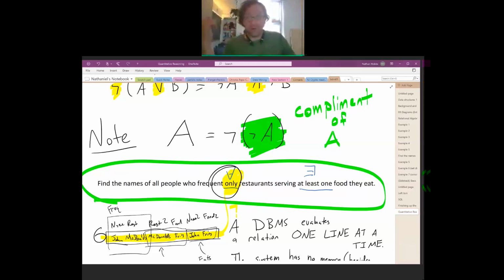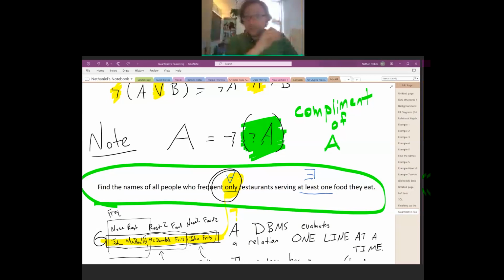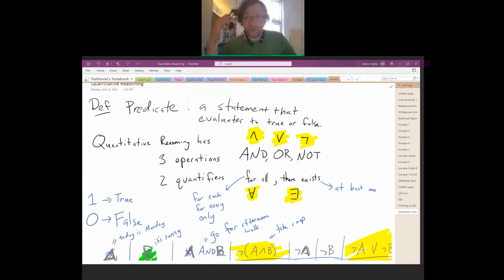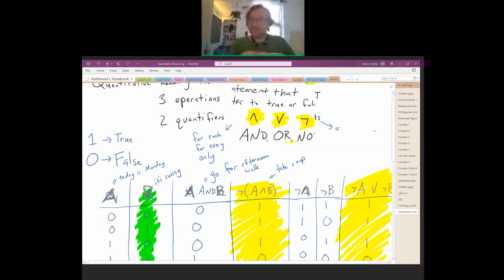So if you see words like "only," or words like for every, for all, for each at the beginning of a query, that should be a hint that you might need to rephrase the query in order to make it easier, or in order to phrase it correctly so that the database system understands it. For us human beings, it might sound monotonous or long-winded.